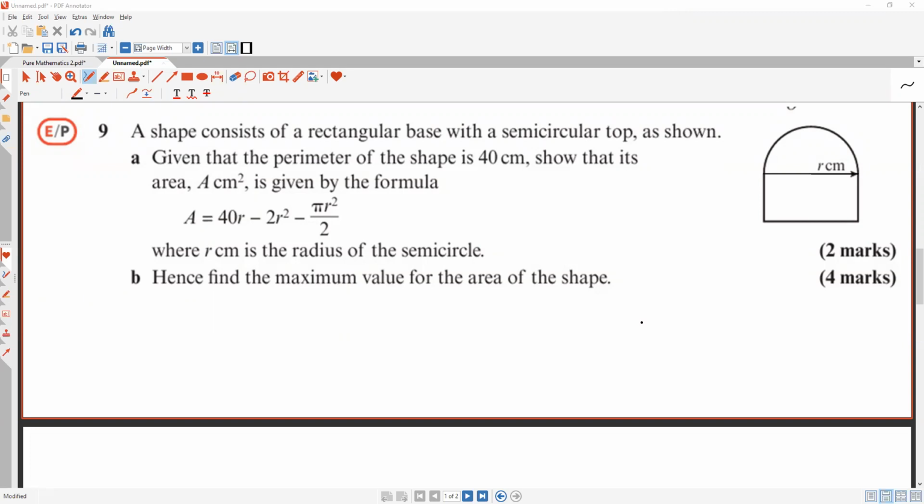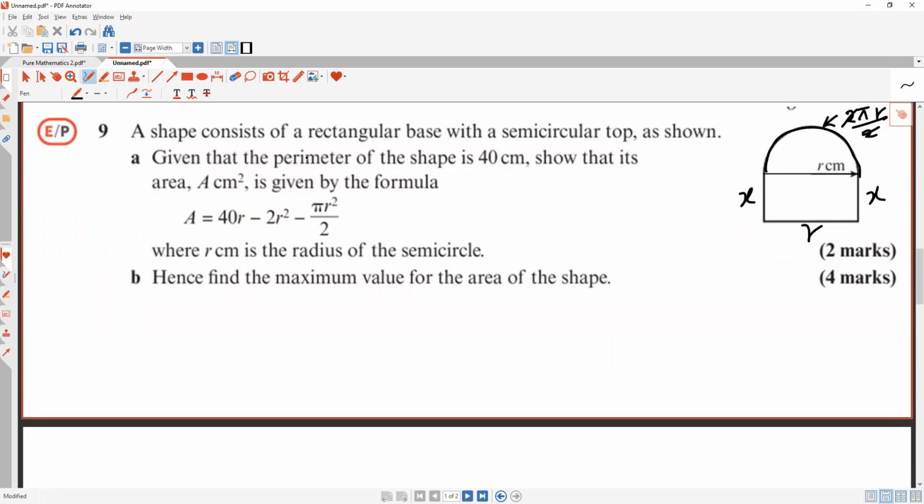Let's try this then. The shape consists of a rectangular base. So this is your R, this is the radius. Let this be X. Let us make this X now. How much is this going to be? This is going to be 2 pi R divided by 2. So ultimately this is going to be pi R. Okay, so I got the perimeter of the arc.